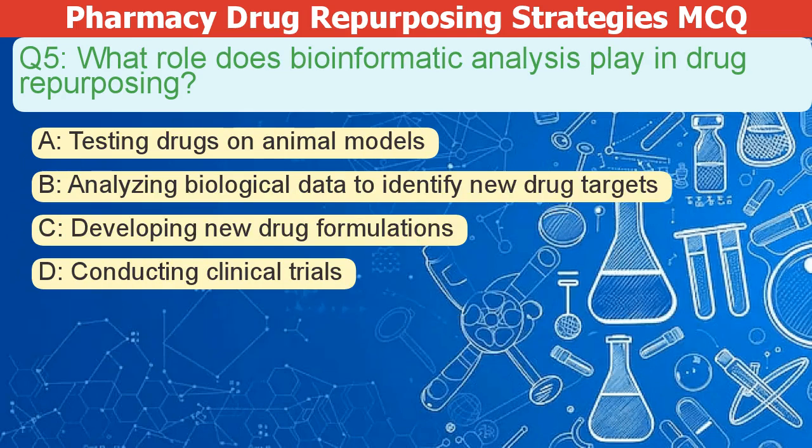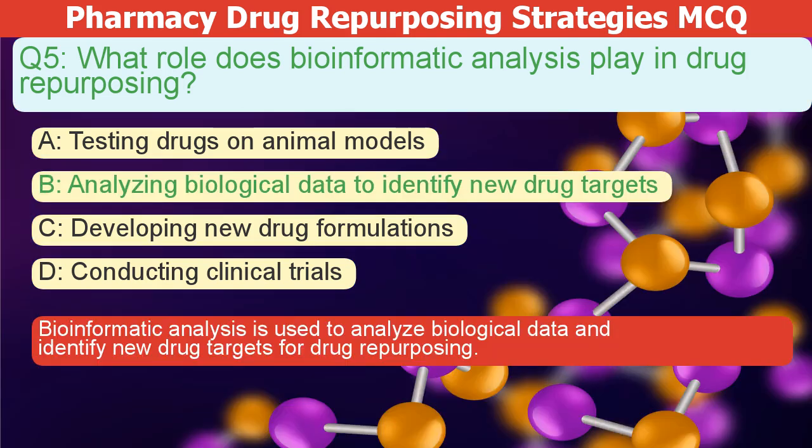What role does bioinformatic analysis play in drug repurposing? A. Testing drugs on animal models. B. Analyzing biological data to identify new drug targets. C. Developing new drug formulations. D. Conducting clinical trials. The correct answer is B. Bioinformatic analysis is used to analyze biological data and identify new drug targets for drug repurposing.